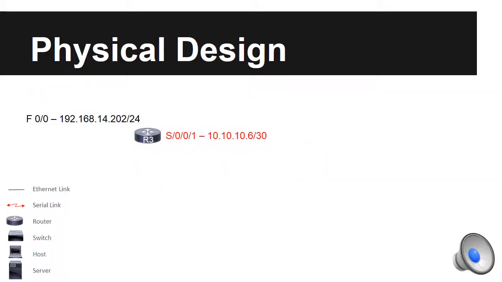Here is router 3. It is the one that is connected to the internet and gives the rest of our network access to the internet. On Fast Ethernet 0/0, we have it connecting to the internet, and then it has a serial interface. We're using 0/0/1 on a 10.10.10.6/30 network to connect to router 2.